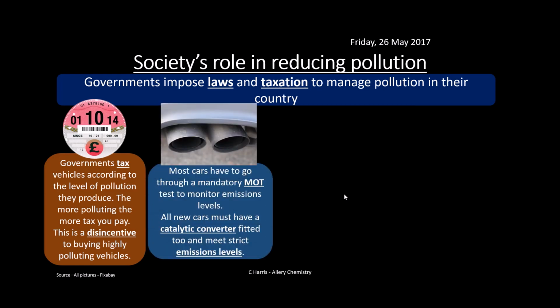Most cars have to go through a mandatory MOT test as well. If you've got a brand new car, you don't have to have an MOT for the first 3 years. As of today, that might change in the future if you watch this in the future.